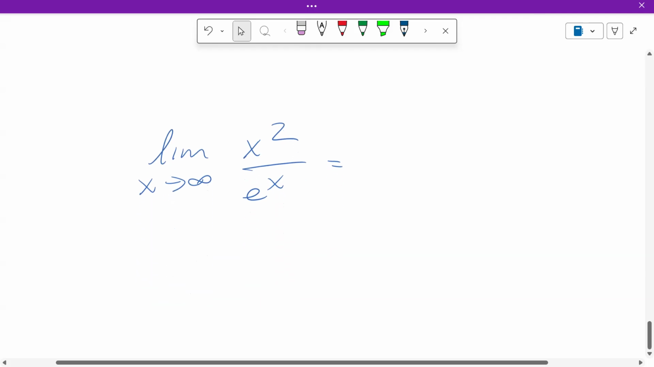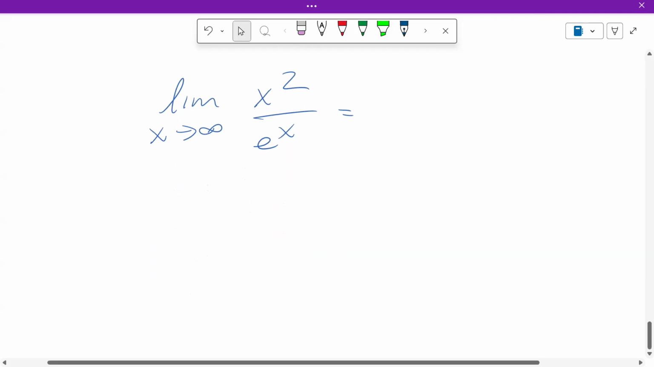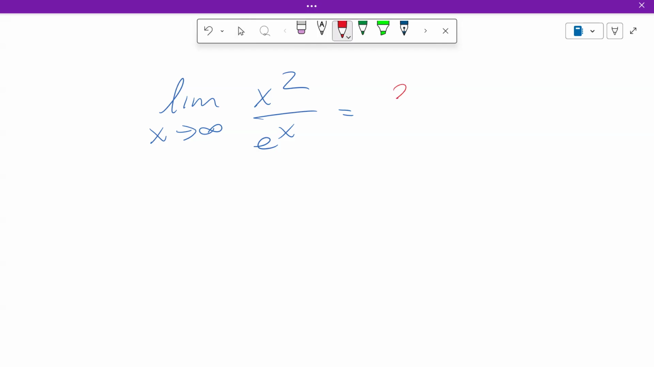Okay, there's 10 times harder. Infinity over infinity, what do we do? 2x over e to the x. We get infinity over infinity. Now we take the second derivative, which is 2 over infinity. What's 2 divided by infinity? 0. Oh, we've had this discussion all week. Right, any number divided by infinity is 0.